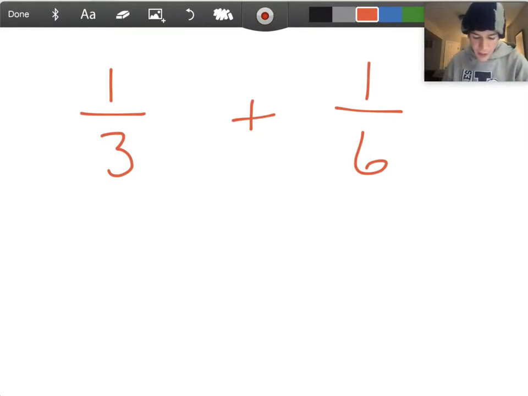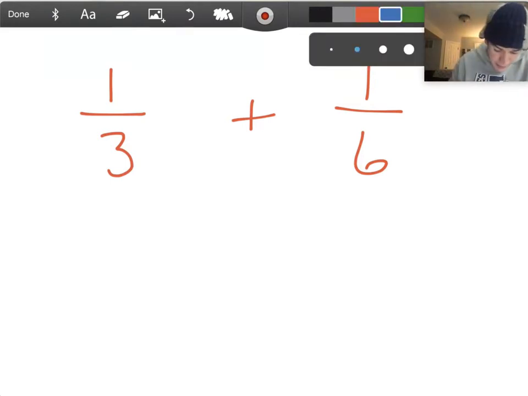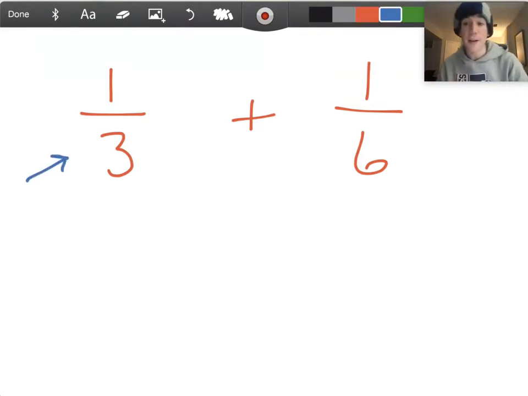Now, one thing I know here is that 1/3 is bigger than 1/6. The reason I know that is because my denominator here is smaller, and my numerators are both 1. So these are two unit fractions. I know then that because my denominator in the 1/3 is smaller, I have bigger pieces. It's split into fewer pieces.